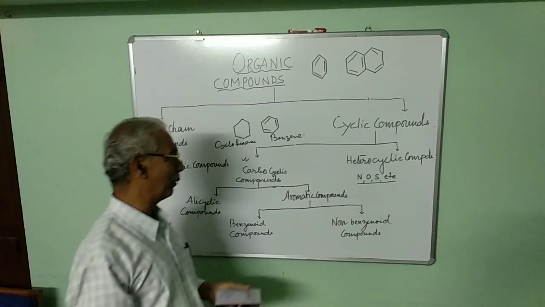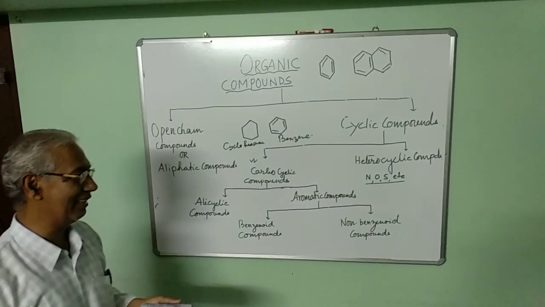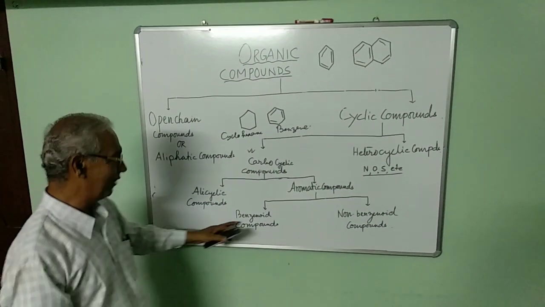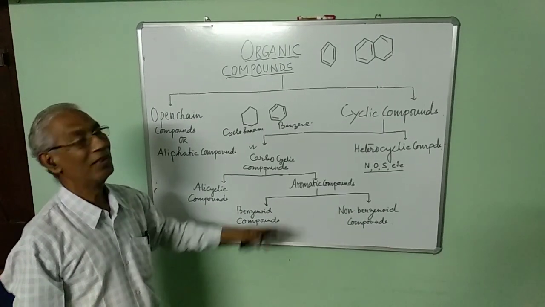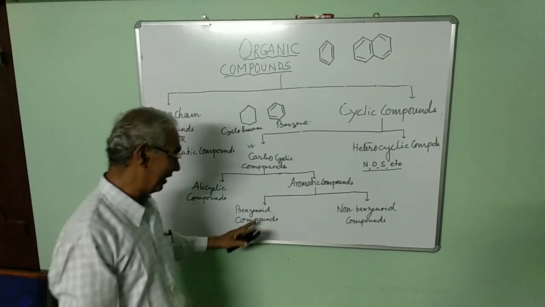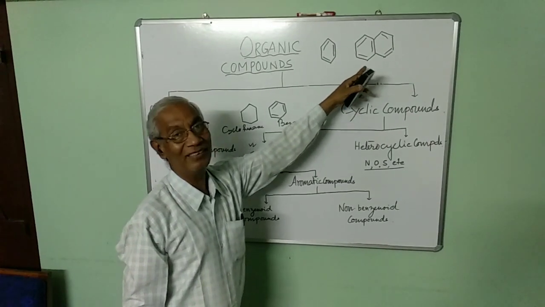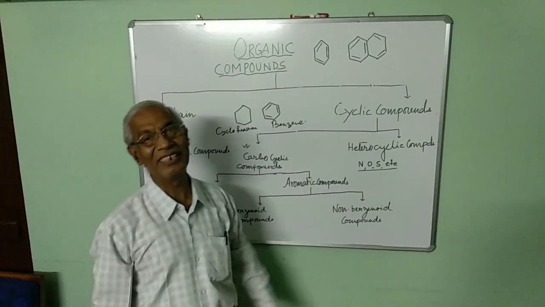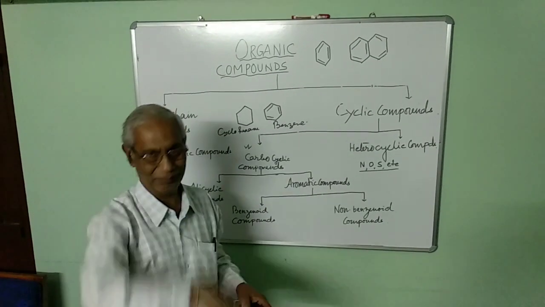Next, aromatic compounds are again classified into two classes. One is benzenoid compound, another is non-benzenoid compound. In case of a benzenoid compound, a benzene ring will be present. So benzene itself will be a benzenoid compound. Naphthalene itself will be a benzenoid compound. In case of a non-benzenoid compound, no benzene ring you will get, but it is cyclic.